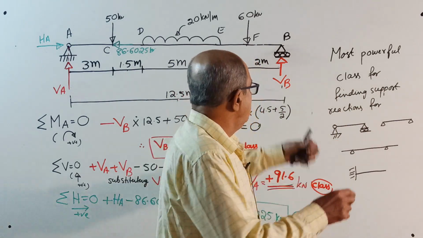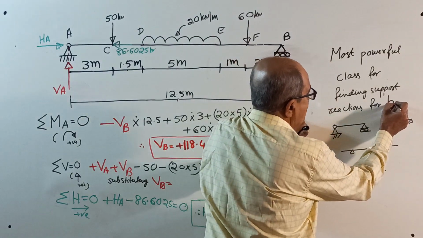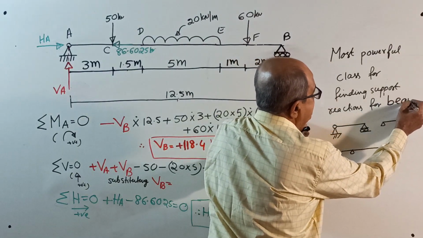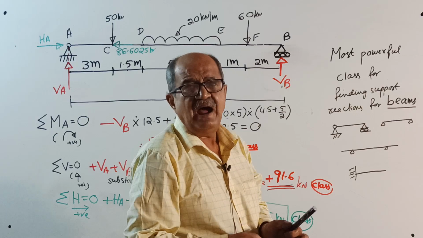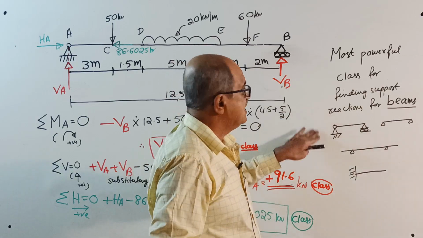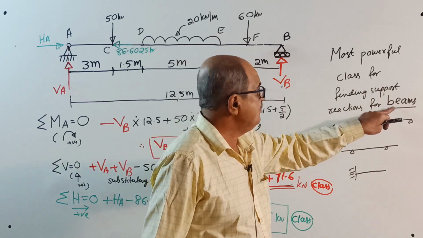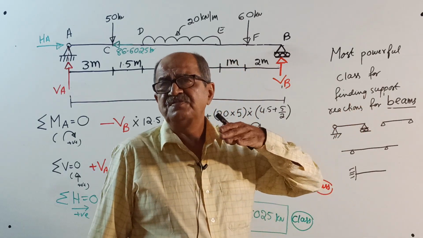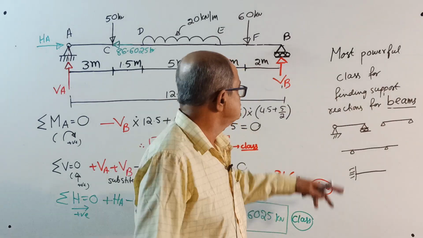You should write: for beams. Very, very important. It is beams. Later I will tell for frames and other structures. First we will cover the most critical part, that is beam, because from now onwards this will repeatedly come up until the end of structural analysis. Okay.